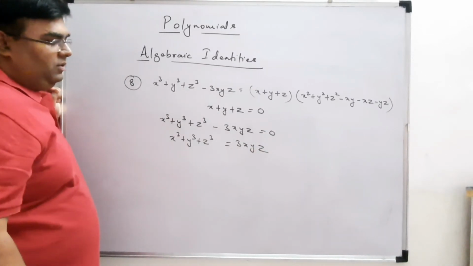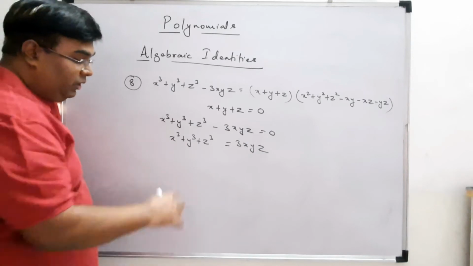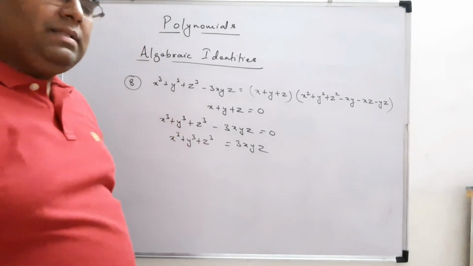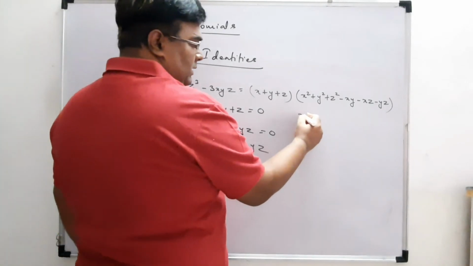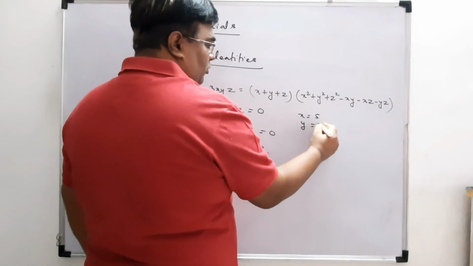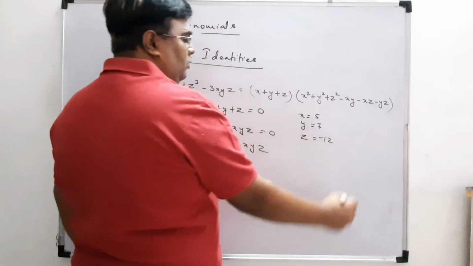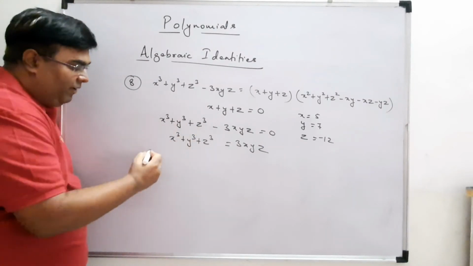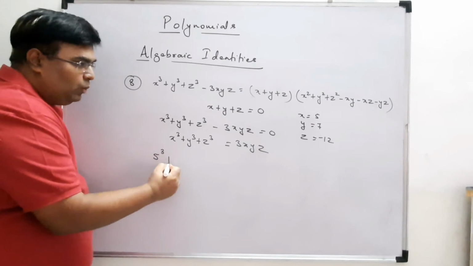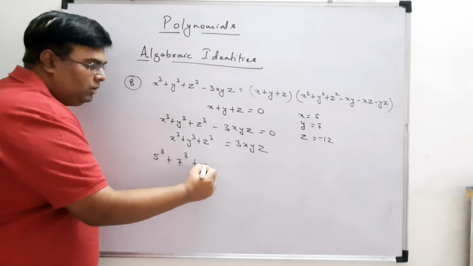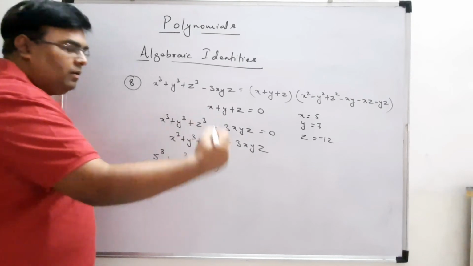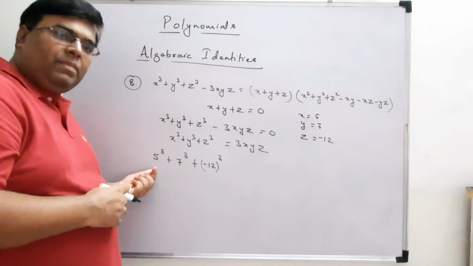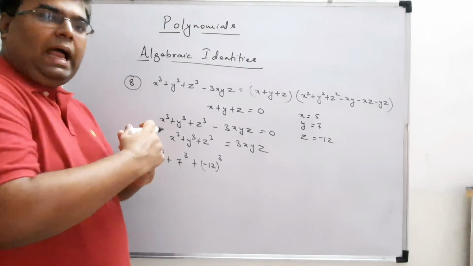So let us take one example. You don't need to find the cubes of individual numbers if you know that x plus y plus z is equal to 0. Suppose x is equal to 5, y is equal to 7 and z is equal to minus 12, and you are asked to find the value of 5 cube plus 7 cube plus minus 12 cube. In the normal method, we just simply find the cubes and then add them together.